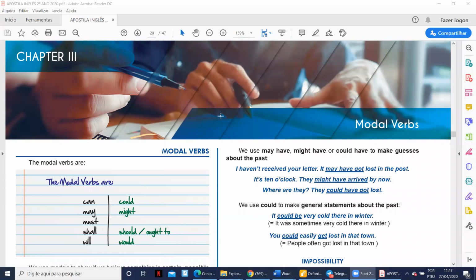So this is our book, chapter 3, modal verbs. Yeah, this is not something new, okay? You have already studied modal verbs before, so you don't need to worry about that. So it's easy and it's quite important for the English language. If you want to speak English well, if you want to write English well, you must master modal verbs because they are used a lot in the language.